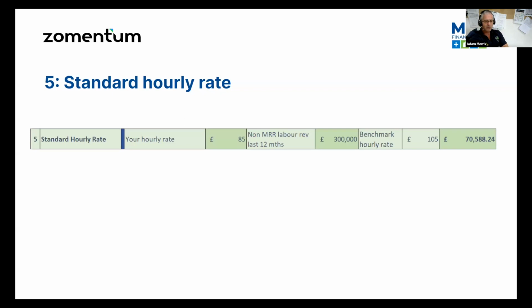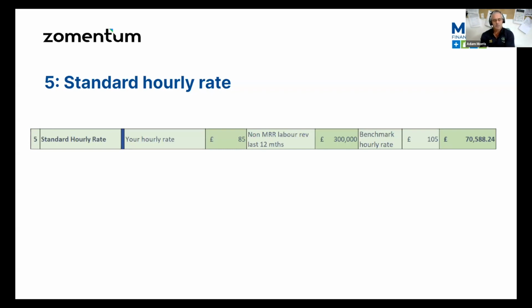Standard hourly rate, straightforward, but how many MSPs are just undercharging, undervaluing what you do? In actual fact, one of the things we don't talk about here is the actual managed service price itself, which is a whole discussion in its own right. But just basic hourly rate pricing, inflation.